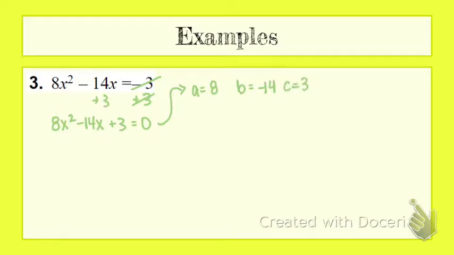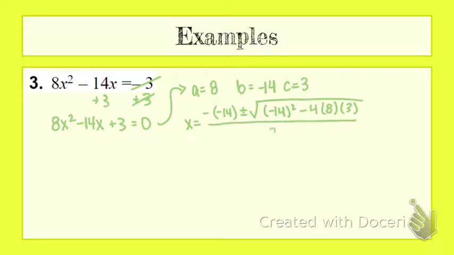Then we'll just plug those into the quadratic formula. Once again, it is x equals negative b, which is negative 14, plus or minus the square root of b squared minus 4 times a, which is 8, and c, which is 3, all divided by 2 times a, and a is 8.